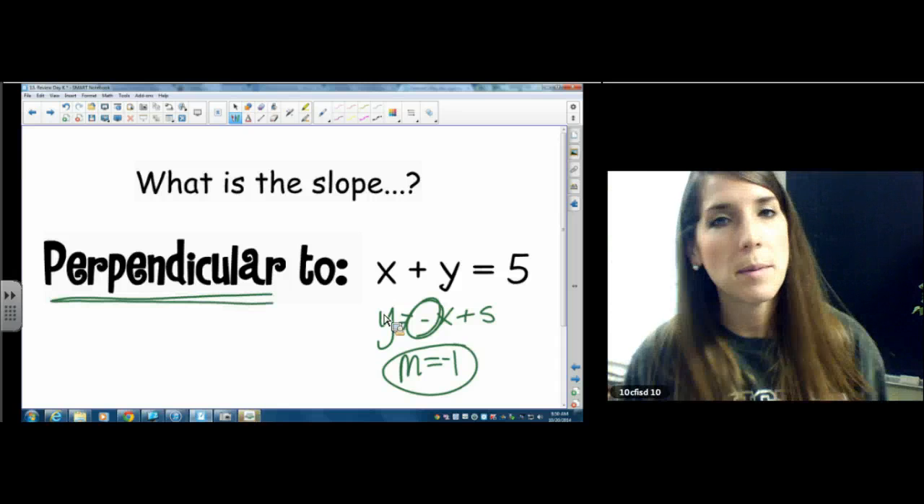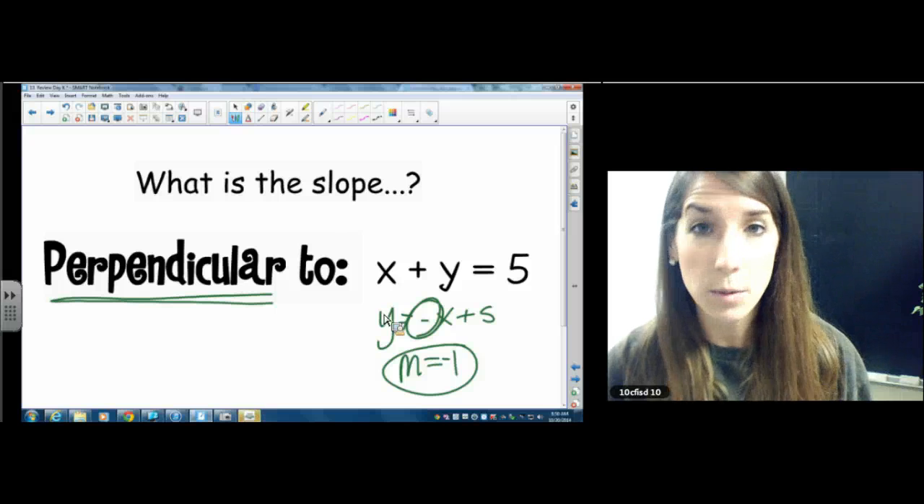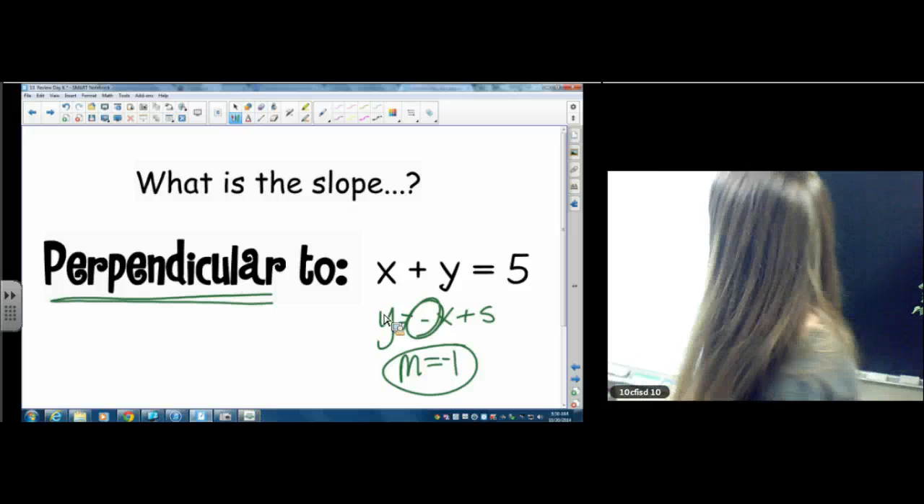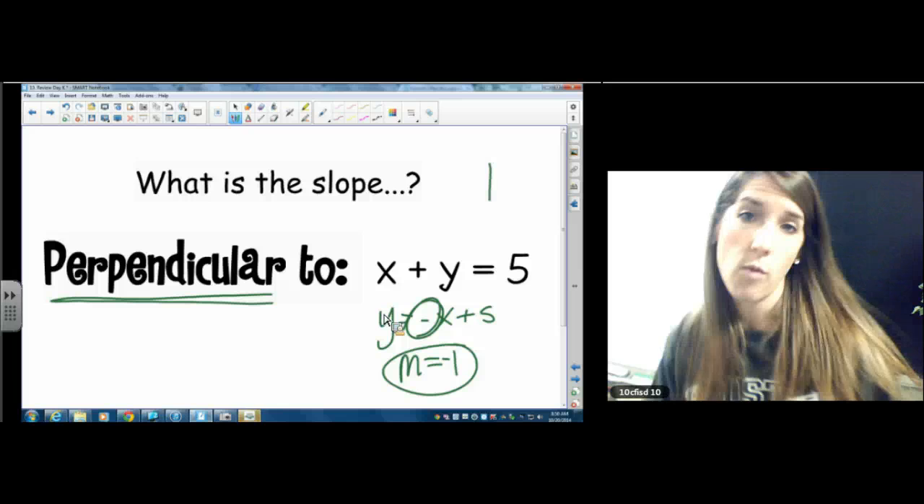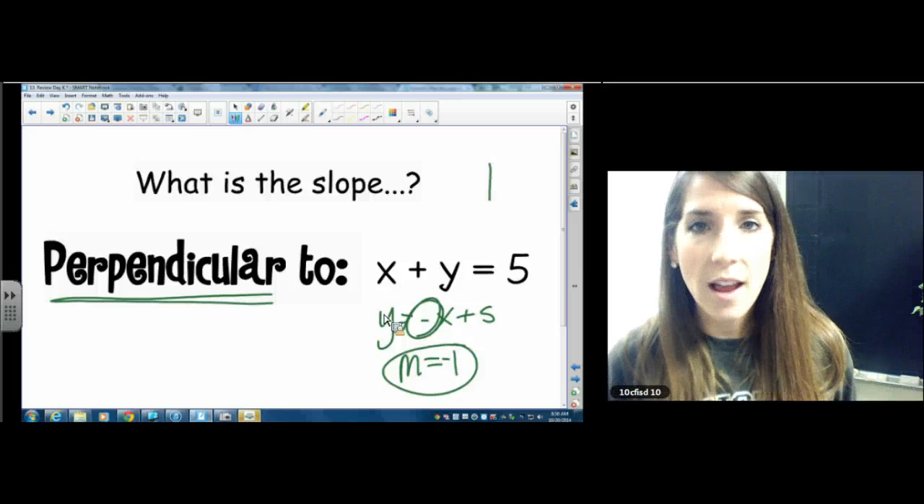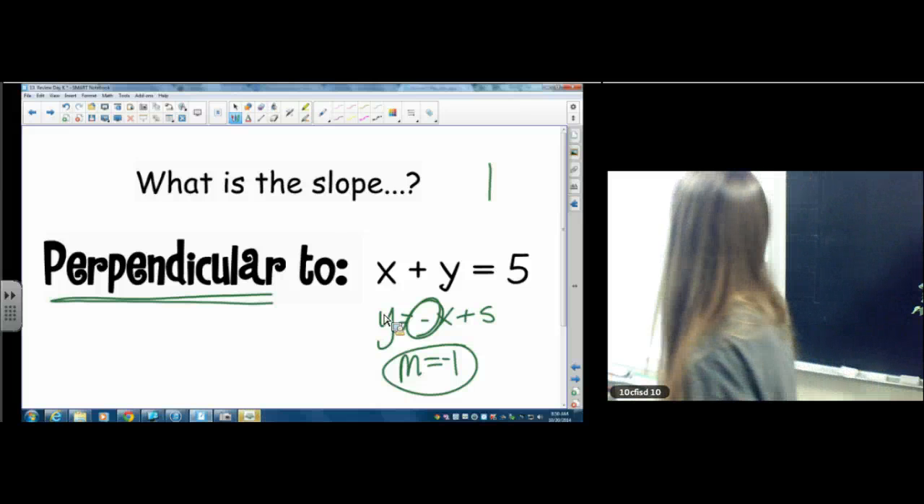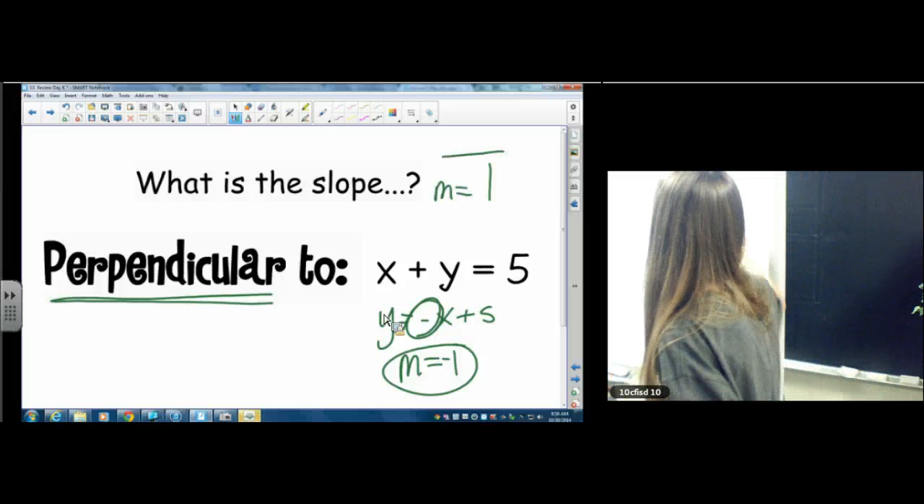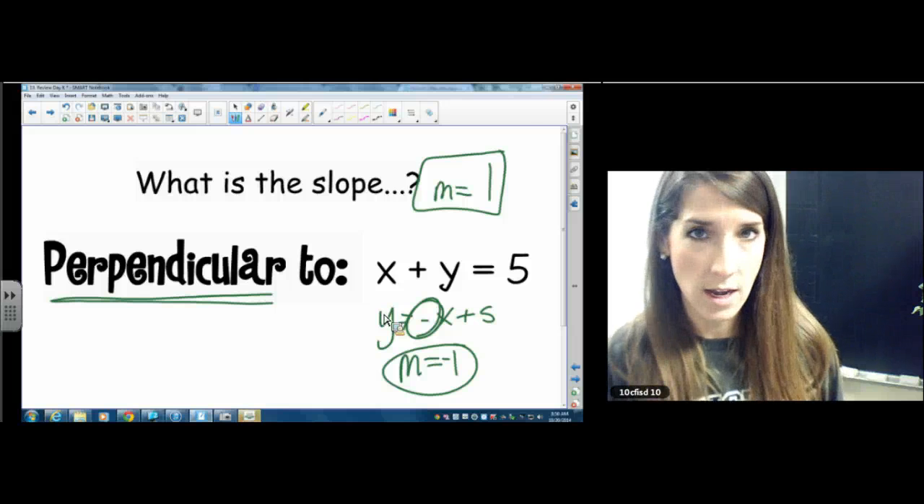Now, I want to be perpendicular to this line. So I need to flip and switch my slope. I need the opposite reciprocal. Well, the reciprocal of 1 is 1. And then I need the opposite. I need to change the sign so it goes from negative to positive. So the slope that I was looking for, the answer is 1.